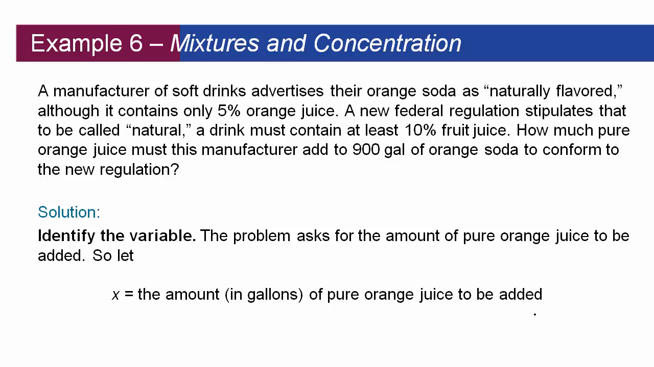So we read it through. Oh, it's a mixture problem. Okay, what parts of the mixture problem are we dealing with? Well, it's got 5% in the beginning. It needs to be 10%. And we have 900 gallons, right? So we're picking out all the important pieces. We identify the question: how much pure orange juice must be added to 900 gallons of their soda? So X is going to be the amount of pure orange juice added.